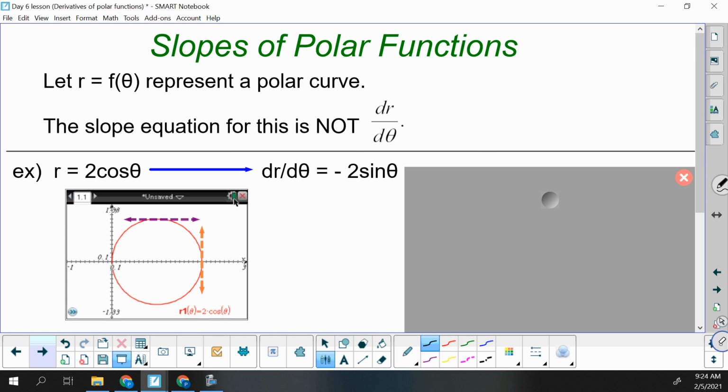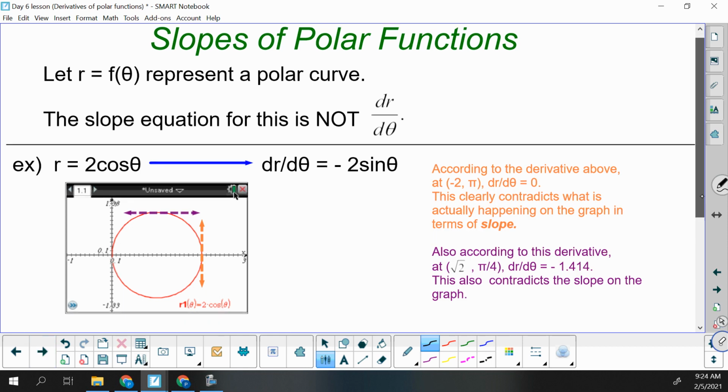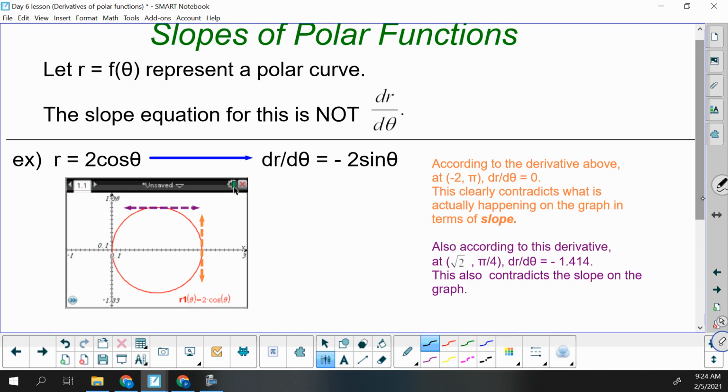Well, at the point negative 2 comma pi, which would be this point right here, because pi would be going to the left on the x-axis, but then the negative 2 radius sends it through to the other side. Putting pi in for our theta, our slope would say negative 2 times 0, so that would say our slope should be 0. But it's pretty clear from that vertical tangent line that it should be undefined for our slope. So that seems to contradict right there.